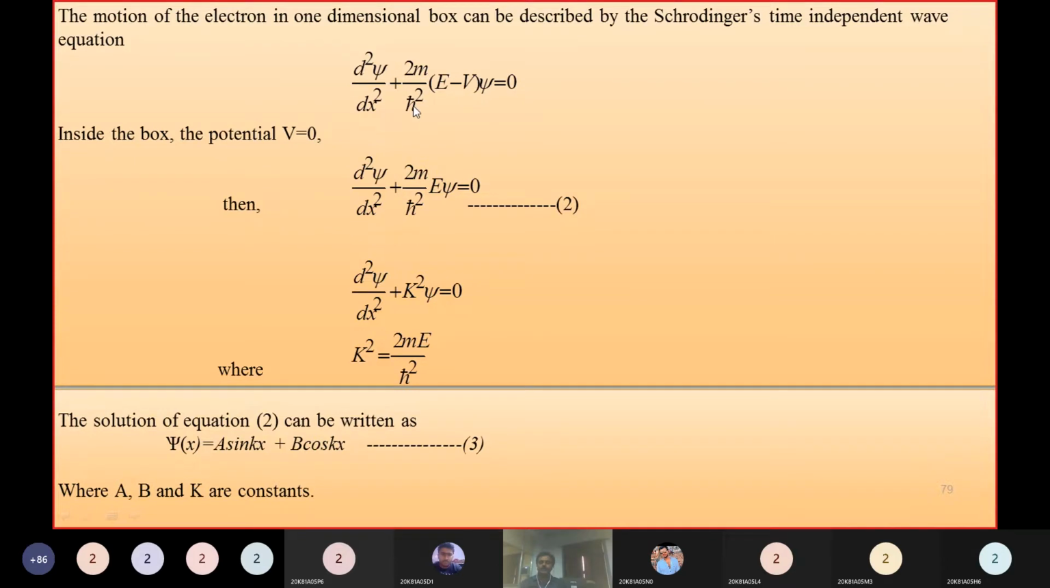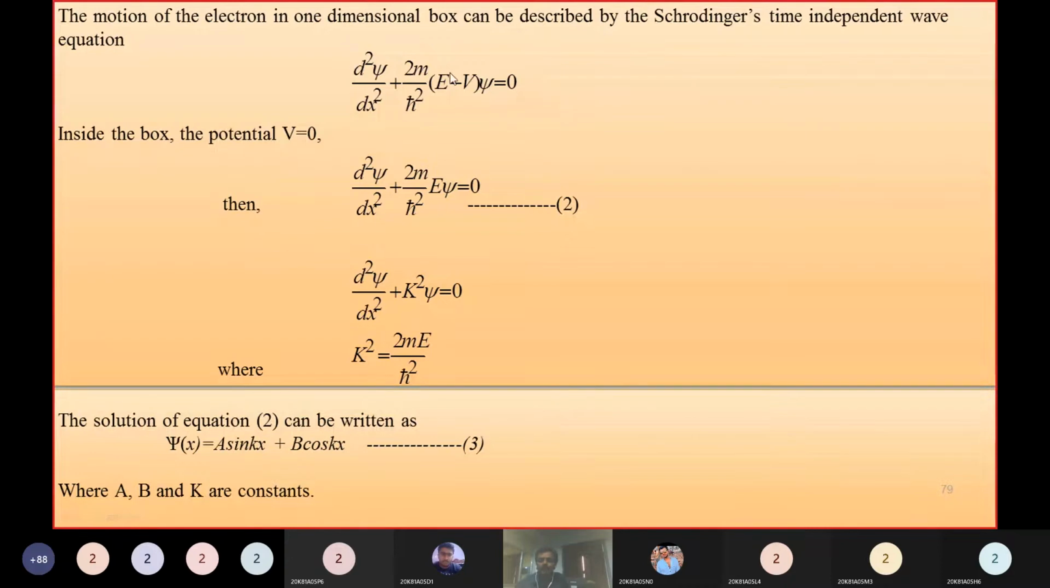If you substitute h cross as h by 2 pi, the equation will be 8 pi square m by h square times (E minus V) psi equals 0. Now inside the box the potential equals 0, so substitute V equals 0. Therefore d square psi by dx square plus 2m by h cross square times E psi equals 0. Let us take this as equation 2.